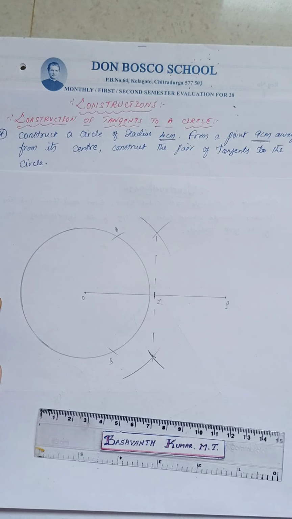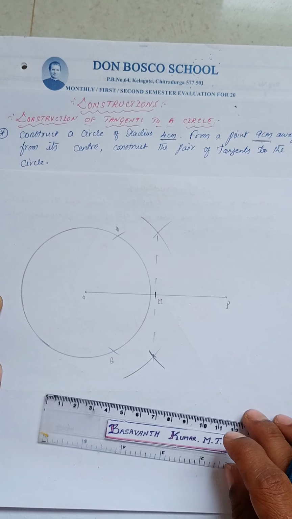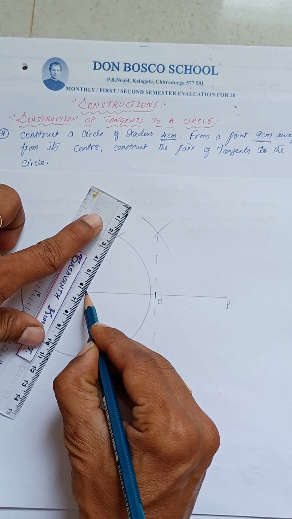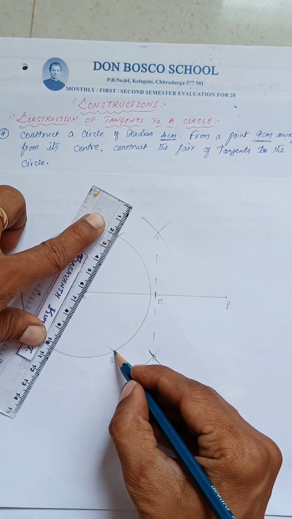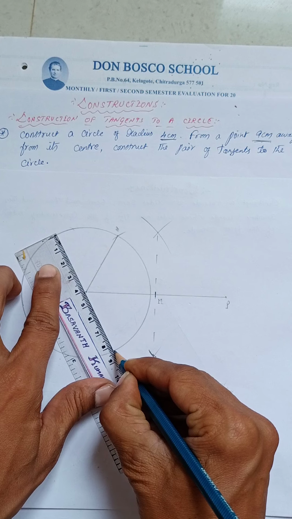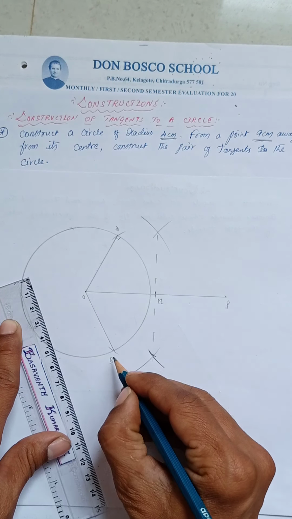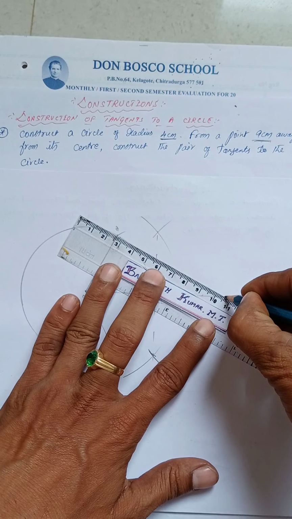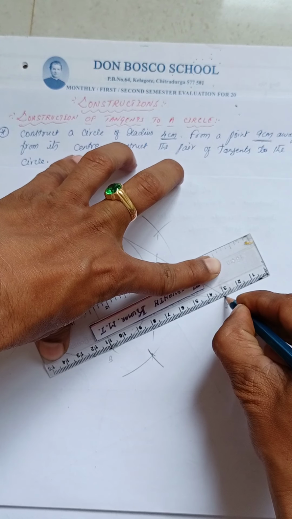They are automatically exactly perpendicular to the radius. If I draw, you see. Now join OA and OB here. OA, OB. They are exactly perpendicular. Now let us draw the tangents from P. You see, join AP and BP.